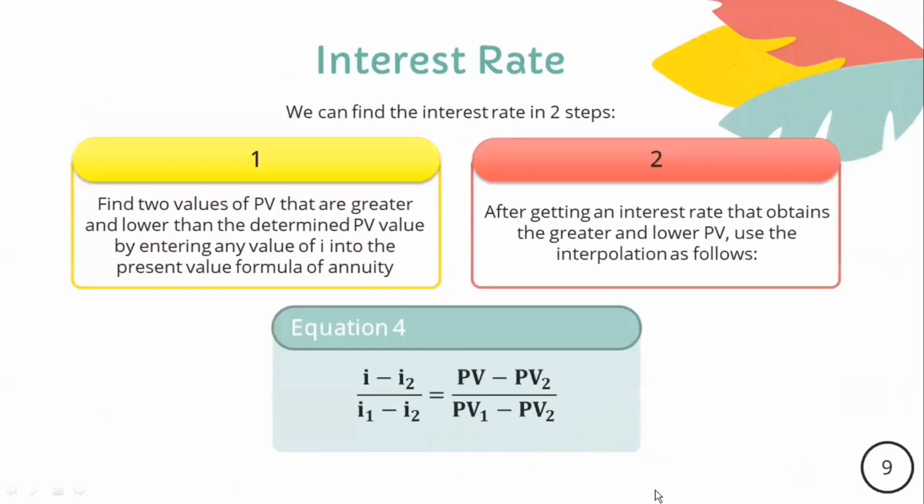Next is interest. To find the interest rate of annuity due, first find the values of PV that are greater and lower than the determined PV value by entering any value of i into the present value formula of annuity, and second step is we use interpolation. This formula is the same as the present value of ordinary annuity.